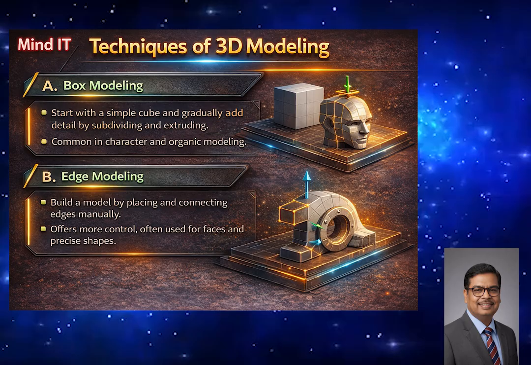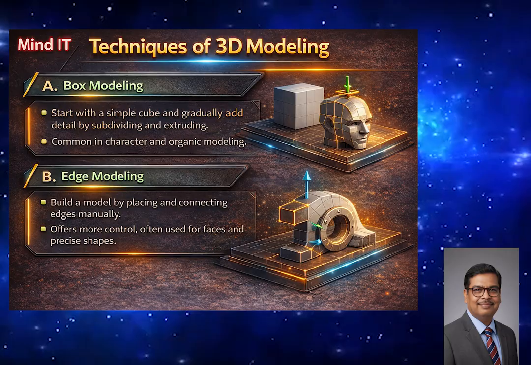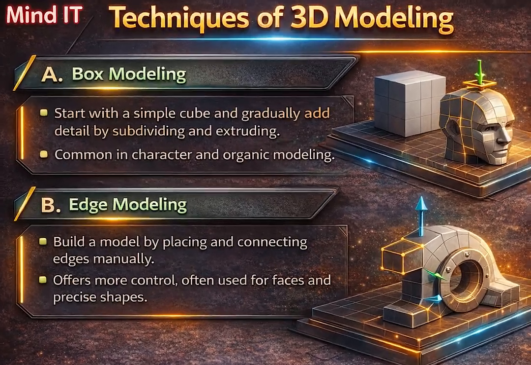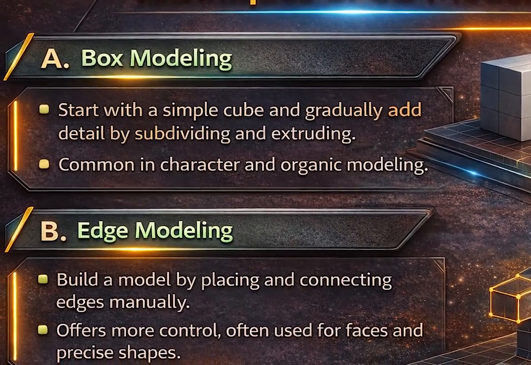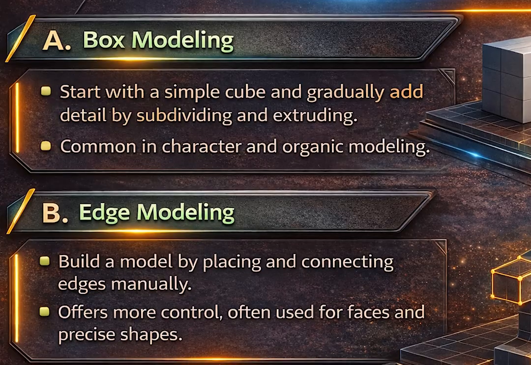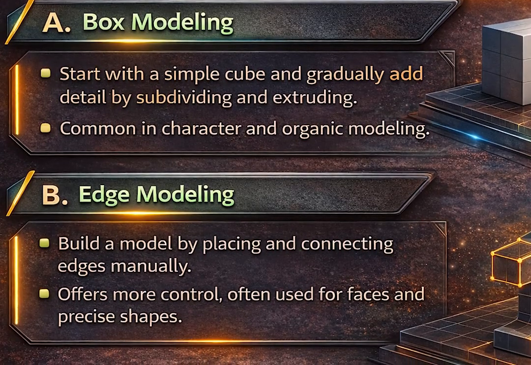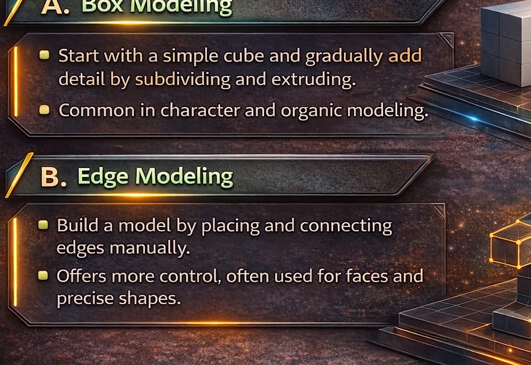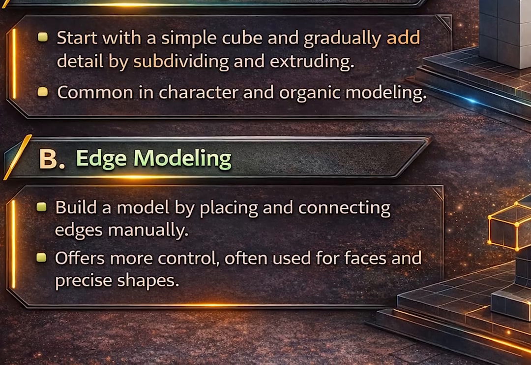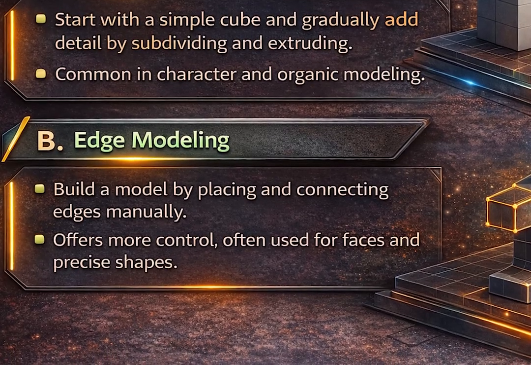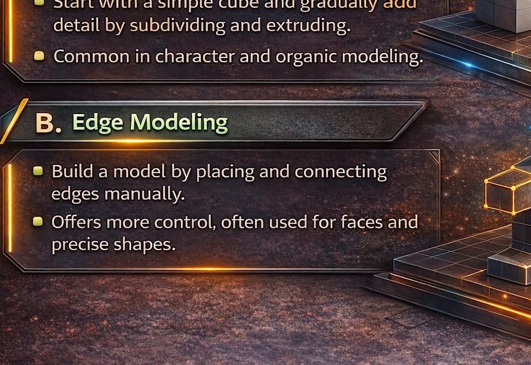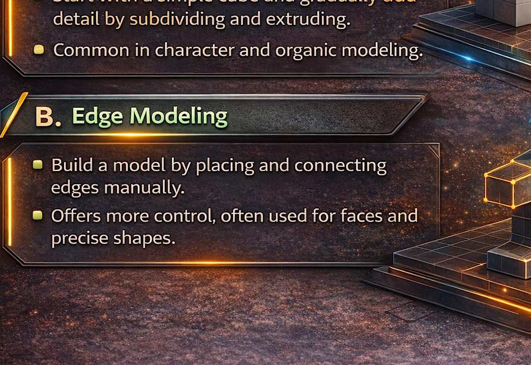Techniques of 3D modeling. One, box modeling. Start with a simple cube and gradually add detail by subdividing and extruding. Common in character and organic modeling. Two, edge modeling. Build a model by placing and connecting edges manually. Offers more control. Often used for faces and precise shapes.